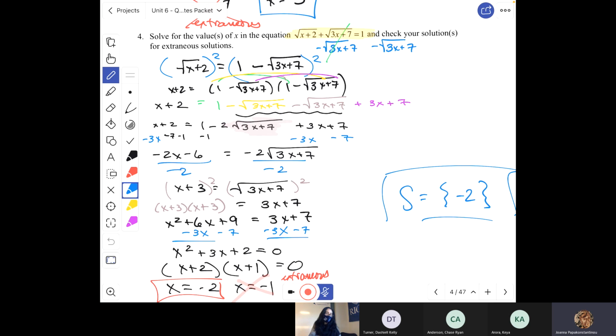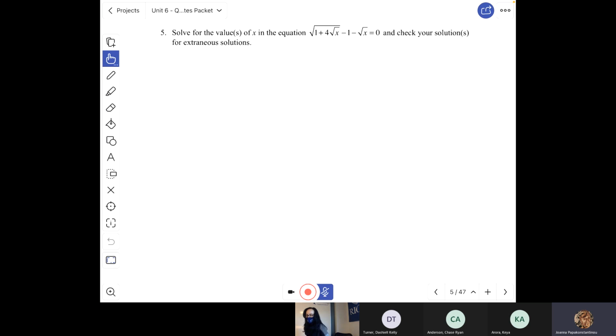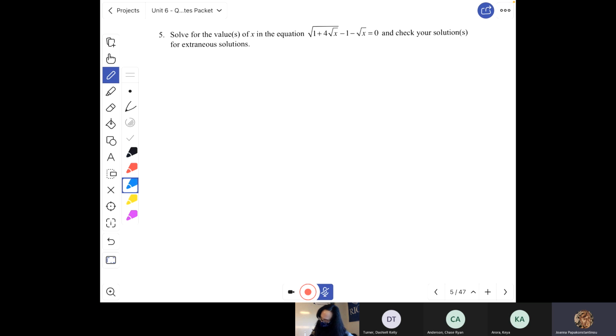Now, just when we thought we couldn't have any more fun, we get this. Oh, look at that beautiful problem. You tell me how we would begin this problem. Add 1 and then add x.